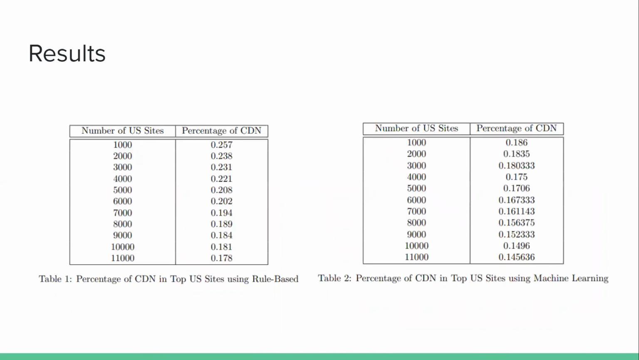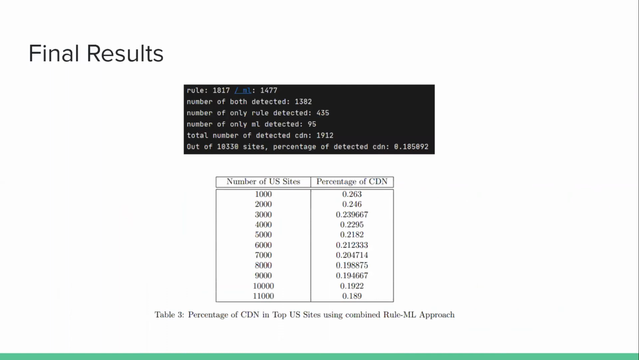These are the comparison of the two methods that we used based on detecting if a website is using a CDN or not. As you can see, the rule-based method has a higher percentage of detecting if it uses a CDN or not. And the machine learning method has a lower percentage of detection. However, what's interesting is that there are some websites that only the rule-based method detected, and some websites that only the machine learning model detected. So by combining those two models, we created the final model and the final result, providing the lower bound for the percentage of content delivery network used for US websites.